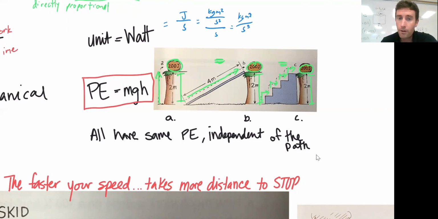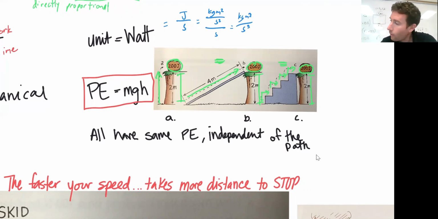So they all 3 have the same change of potential energy. And in this case, all 3, their potential energy change is 200 joules, because they have the same work done, the same height times the same force of the boulder, the same weight of the boulder. It is the same potential energy.